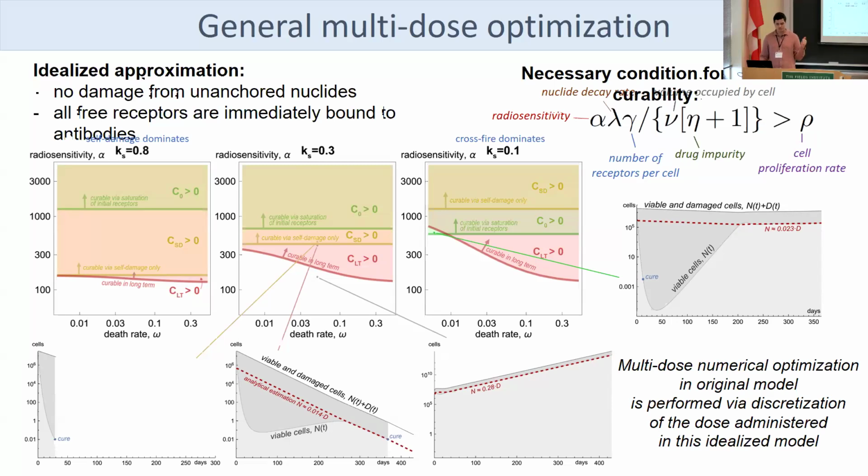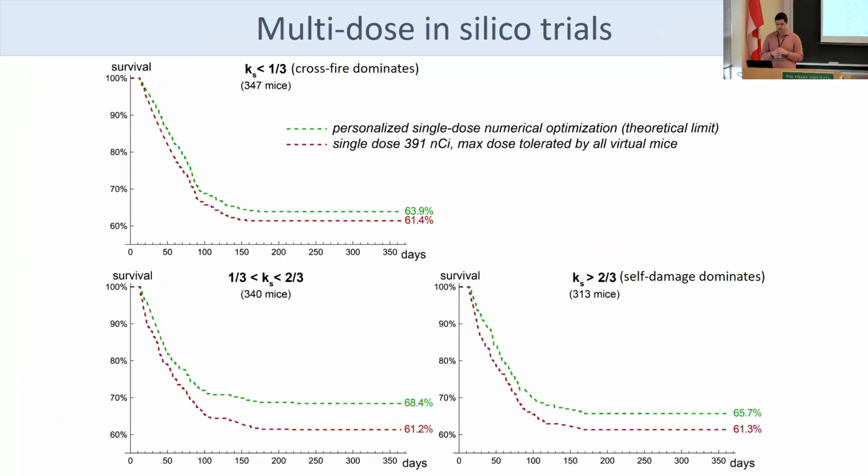in the original model. So let's return to the in silico trial, and here is the extension of the already discussed result for the single dose setting, where mice are stratified into 3 groups corresponding to low, intermediate, and high relative significance of self-damage. So red curves show the outcome of administration of a one-size-fits-all maximum tolerated dose, and its efficacy does not seem to depend on the range of particles.